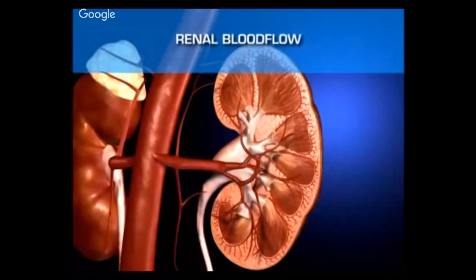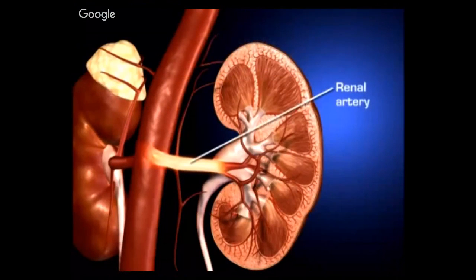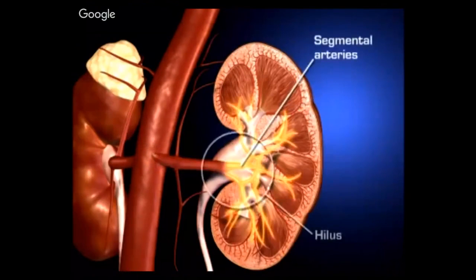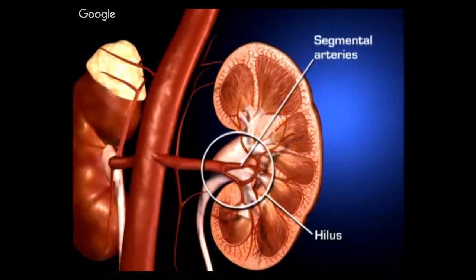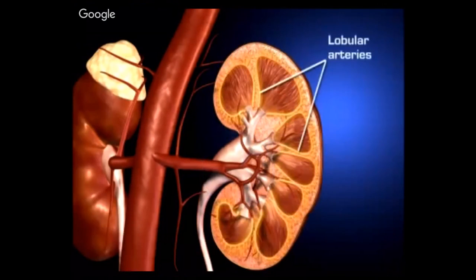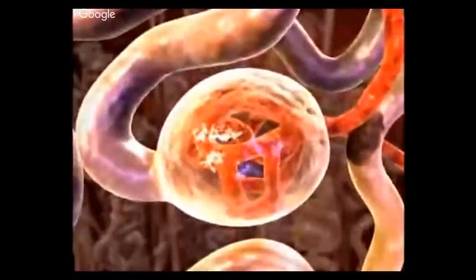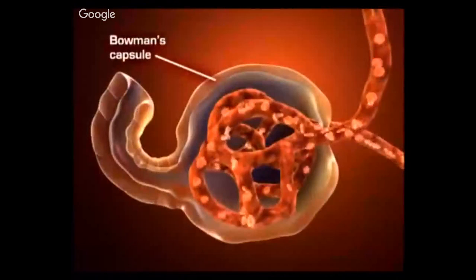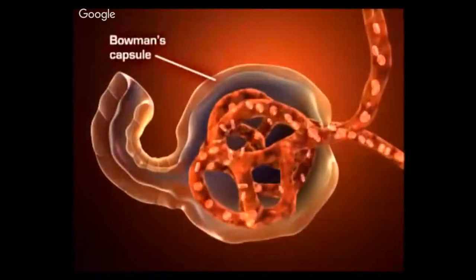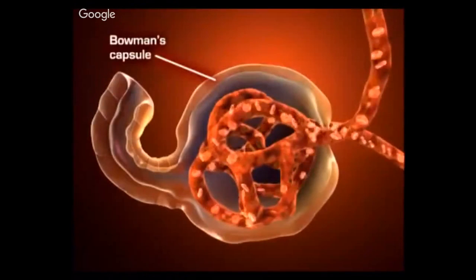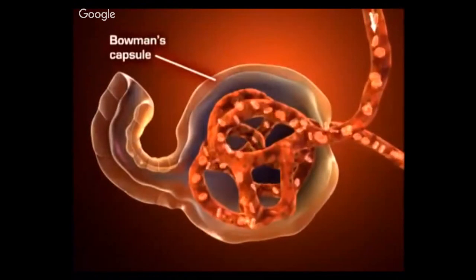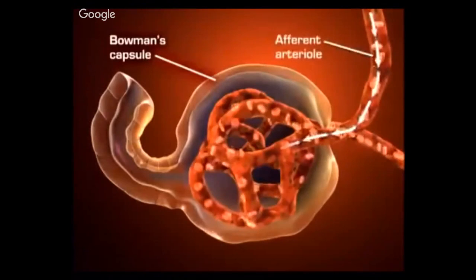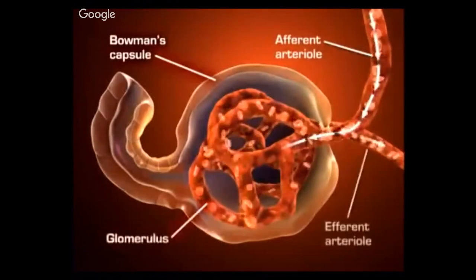Each kidney is supplied with blood by a single renal artery that arises on its respective side of the aorta, before dividing into 5 segmental arteries that enter the hilum. Within the kidney, each segmental artery branches into several lobular arteries. The lobular arteries further subdivide to form interlobular arteries, which branch off into afferent arterioles. Blood flows into the glomeruli through the afferent arterioles. Blood flows out of the glomerulus through the efferent arterioles.